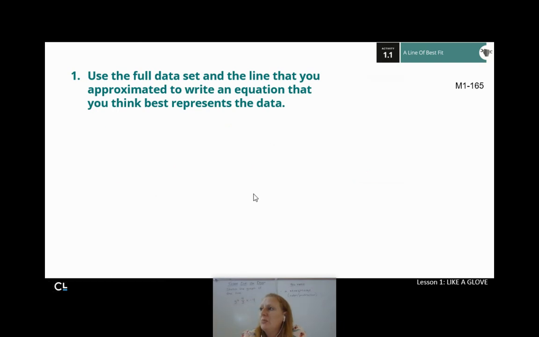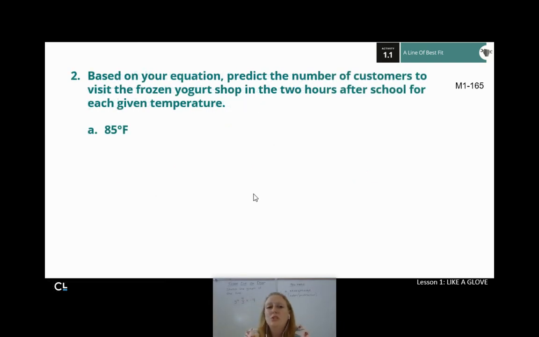Here's what I would like you to do. Use your equation to predict the number of customers to visit the frozen yogurt shop in the 2 hours after school for the given temperature. I'm just going to do A. If you want to do A, B, and C, that's totally fine. But use the equation you just made and plug in that 85, see what you get. Go ahead and hit pause to work this out. Hit play when you're ready to check your work.